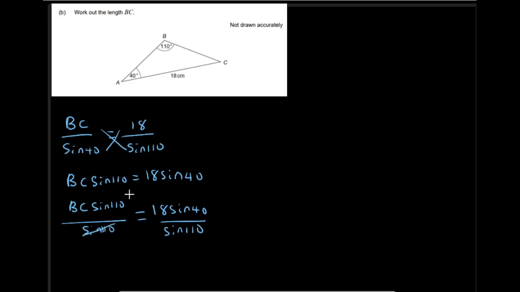Alright, so this cancels out this, and we're left with BC equal to 18 sine 40 divided by sine 110. So that will give us 12.31 cm.